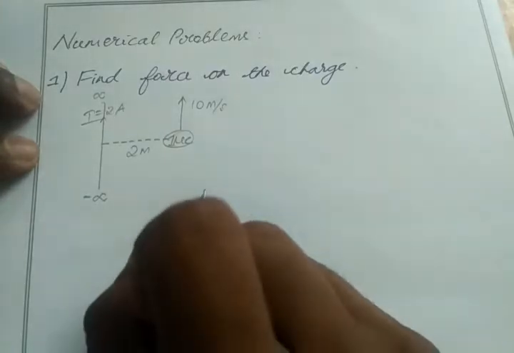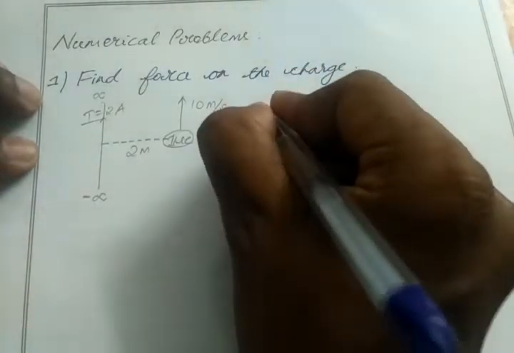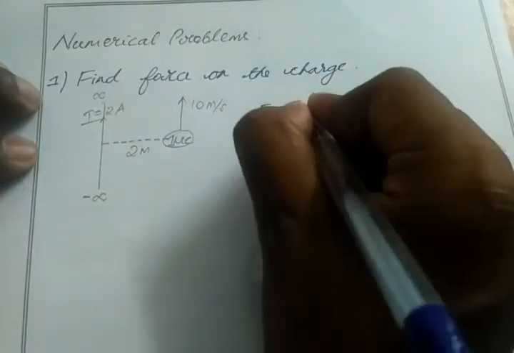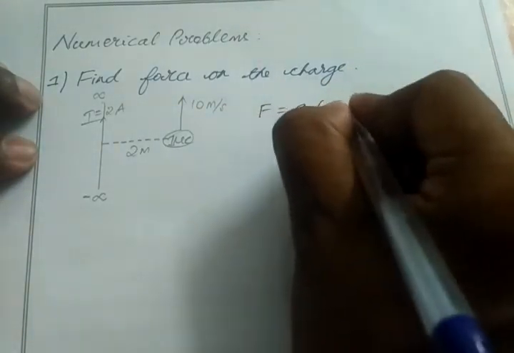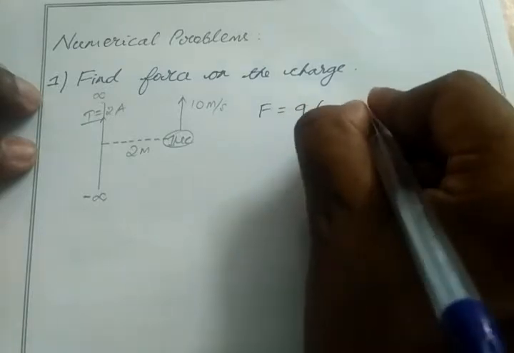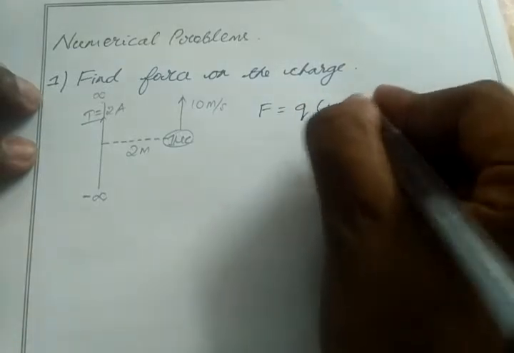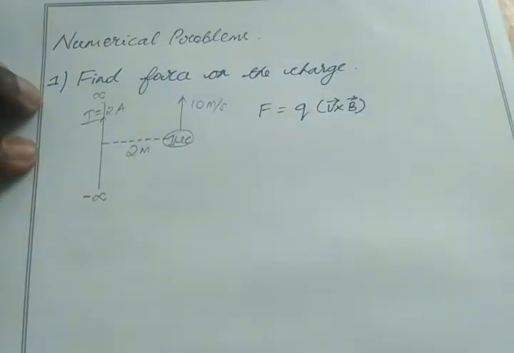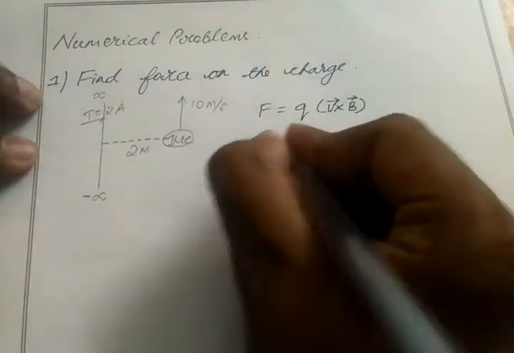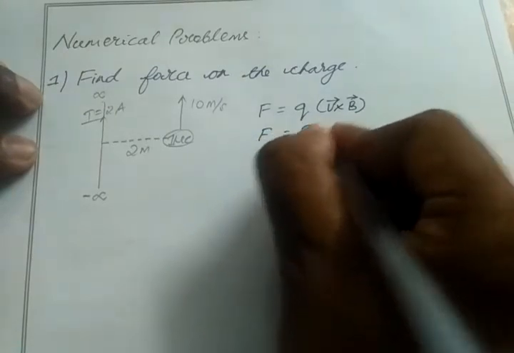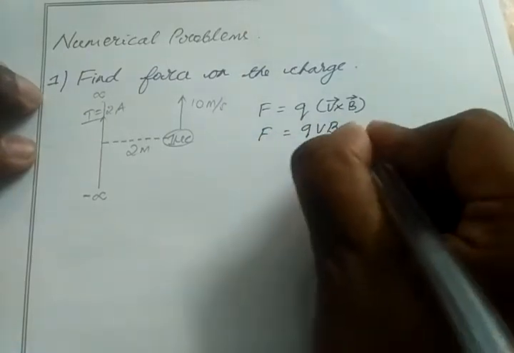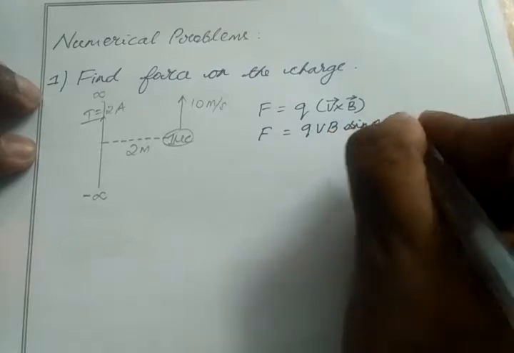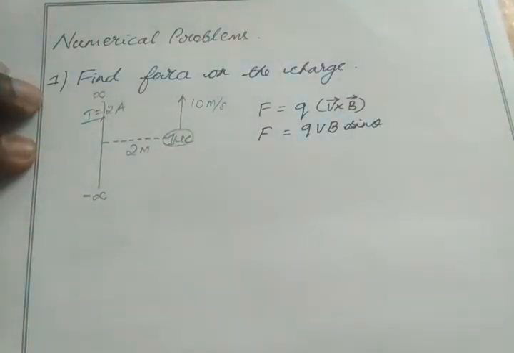So what is the formula for force? The Lorentz force formula, F equal to Q V cross B. To remove the cross product, we write Q V B sin theta, where theta is the angle between V and B. So we have to find the angle between V and B.